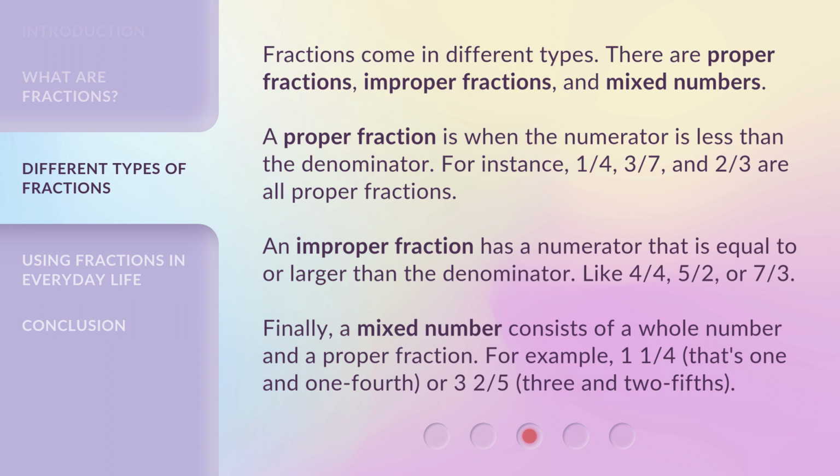An improper fraction has a numerator that is equal to or larger than the denominator, like 4/4, 5/2, or 7/3. Finally, a mixed number consists of a whole number and a proper fraction. For example, 1 1/4, or 3 2/5.